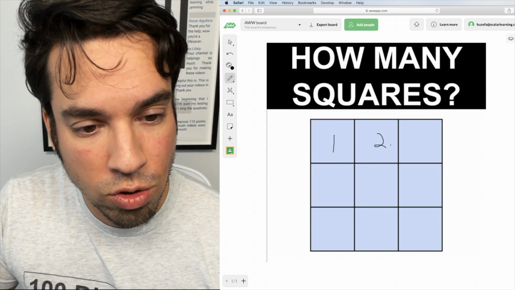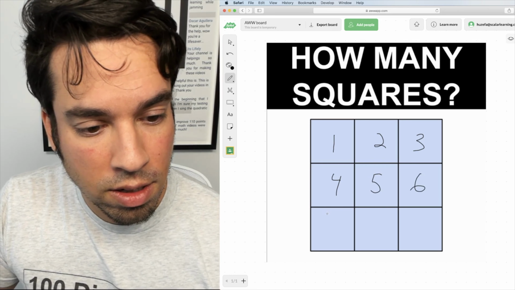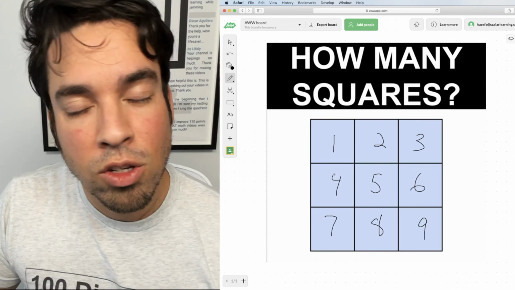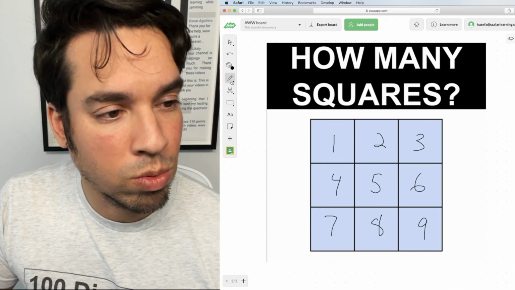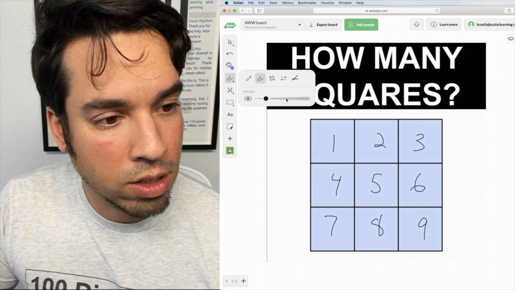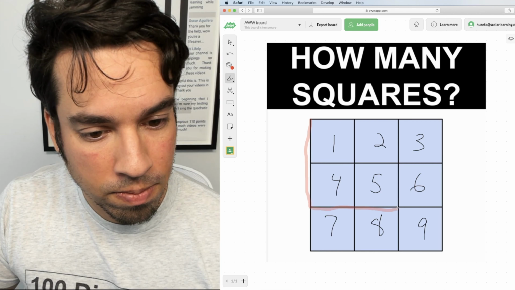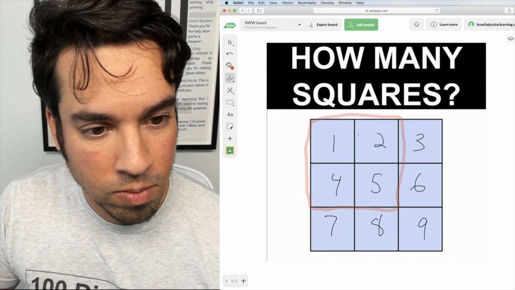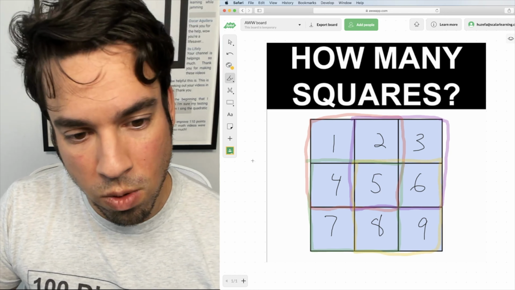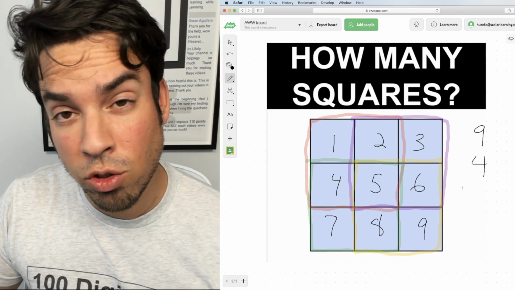So I got 1, 2, 3, 4, 5, 6, 7, 8, and 9. So I start off the bat with 9. Those are the smallest ones. Then what are the next biggest ones? The next biggest ones are going to look like this. They're going to be 2 by 2, basically. So I got 1, 2, 3, and 4. So now we have 9 little guys and 4 medium guys, or 2 by 2.